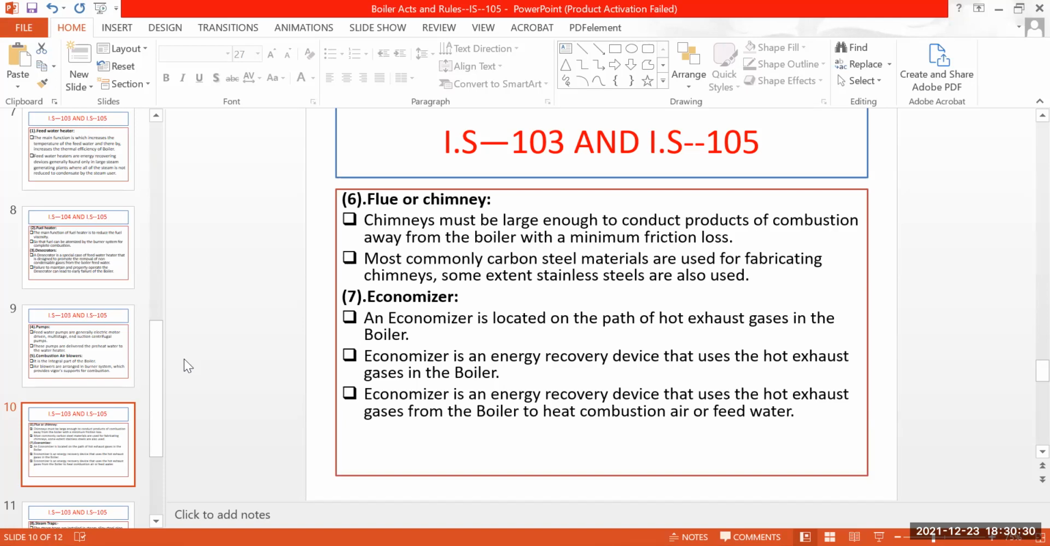And in the power plants, not in the boiler, cement constructed chimneys will be used, based on their utilization and everything. And for these boilers, they will be using mostly carbon steel materials only for fabricating chimneys. And to some extent, they will be using stainless steel. And economizer.